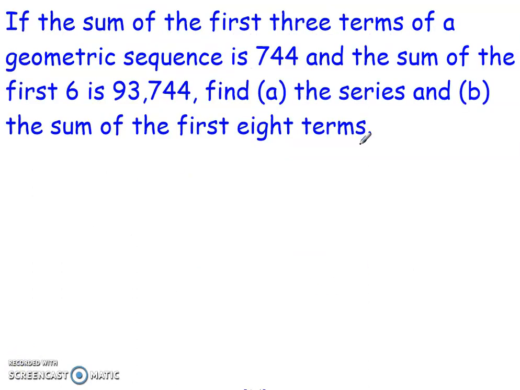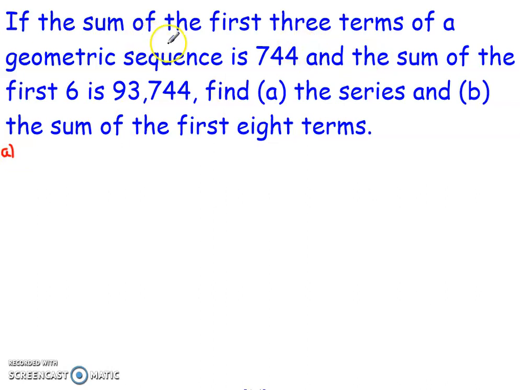The next one I set you was the question: if the sum of the first 3 terms of a geometric sequence is 744 and the sum of the first 6 is 93,744, find firstly the series and then secondly the sum of the first 8 terms of the series. To answer part A, we have to figure out what information we've got and how we can plug this all together, combine it, and then get a solution.